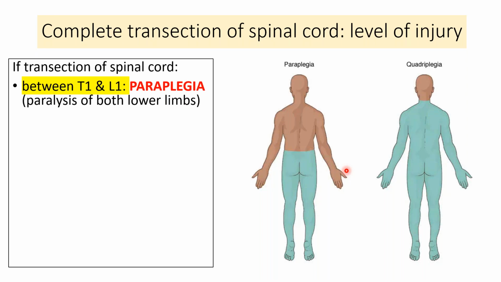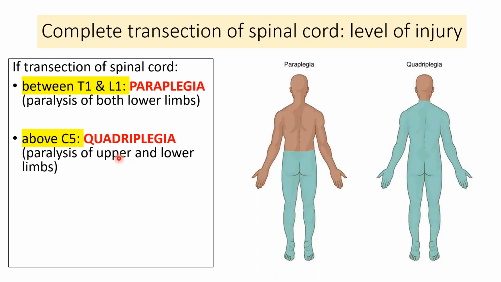Now, the patient of transection of spinal cord, the level of injury is quite important here. If the level of injury was between T1 and L1, then the patient will come with paralysis of both the lower limbs. This is called paraplegia. So the patient will not be able to move both the lower limbs. This is called paraplegia.